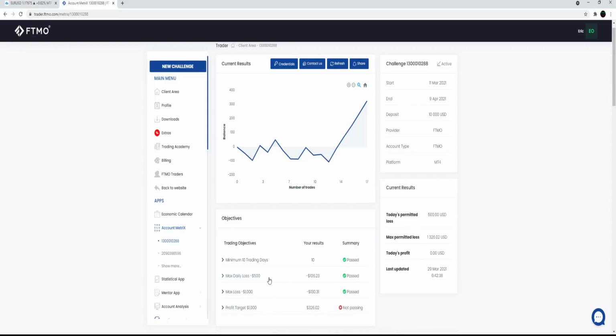So anyway, I definitely think that there's a couple of things that FTMO could improve, but it is good that they have the free challenge so you guys can practice and then go to a different prop firm to try.